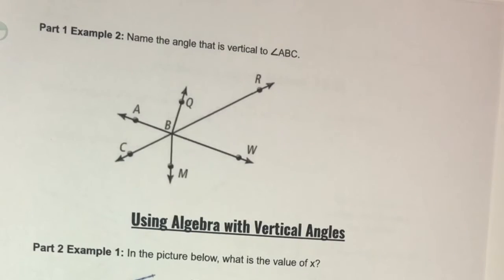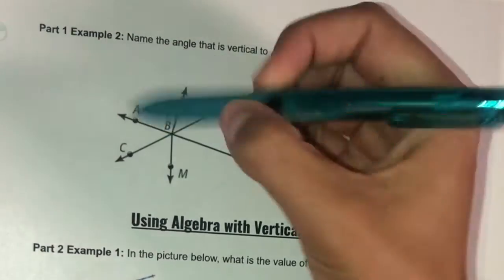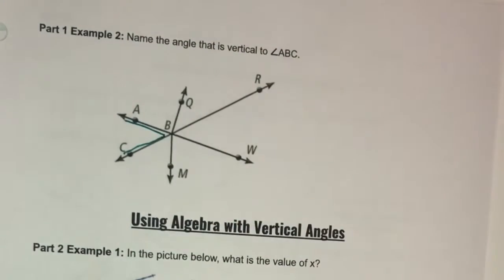Looking at part 1, example 2, it says, name the angle that is vertical to angle ABC. So the first thing I'm going to do is find where angle ABC is. So if I look, angle ABC is right here. So I'm going to mark that. Here's angle ABC, and they want to know what is an angle that is vertical to angle ABC.